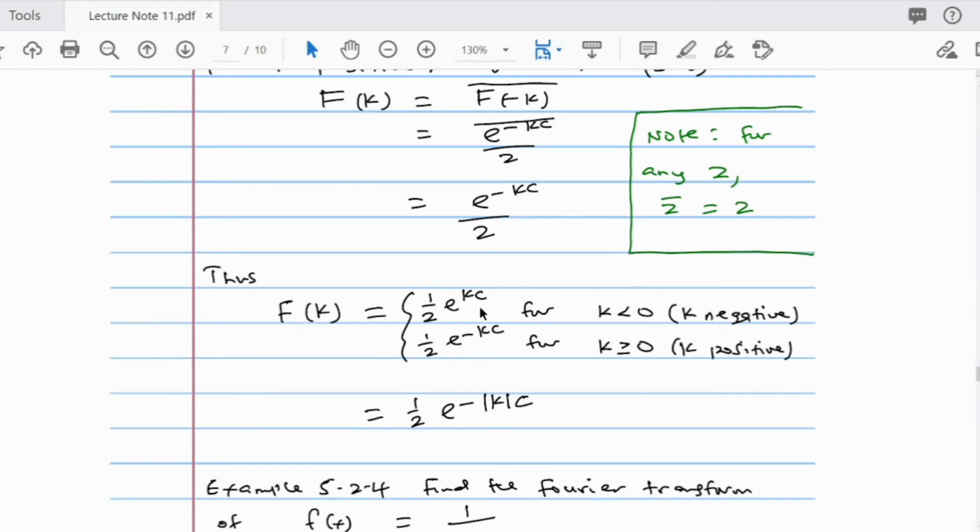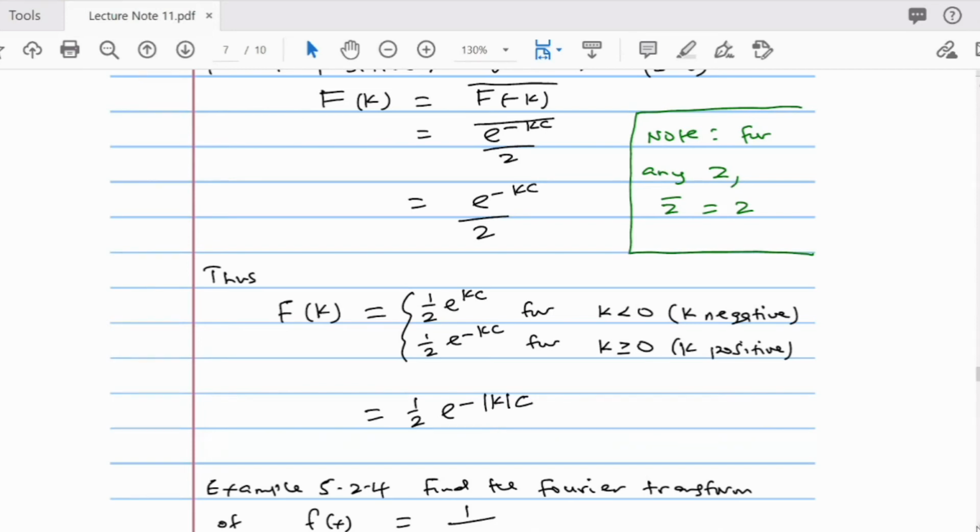The case in which k is positive is the one we use this formula for, but we can combine the two. If you combine the two, it's going to give you 1 over 2 e to the power of the absolute value of k, times c. This is the combination of the two. So this is your f of k, the Fourier transform of f of x for all k's: k negative, k positive, k zero.